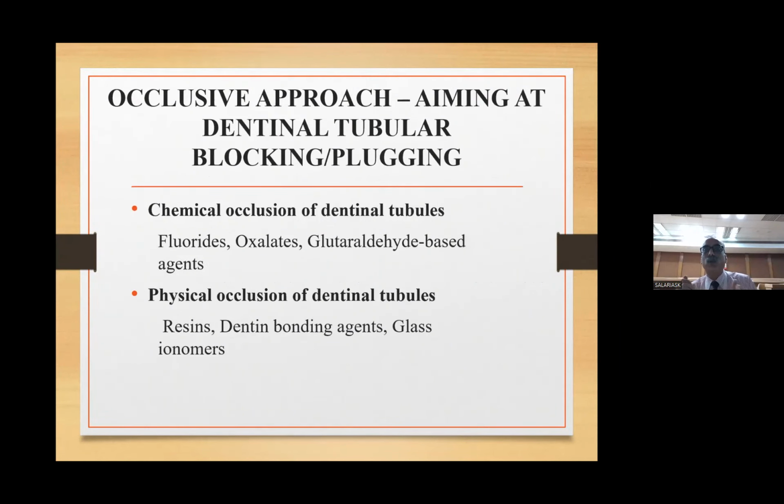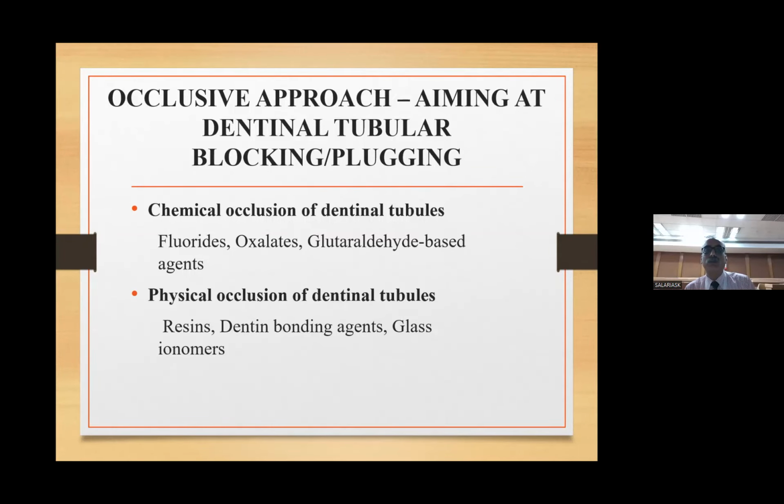Various types of occlusal therapy are available in the market, and what we are doing is chemical occlusion, or you can say physical occlusion. Chemical occlusion, you know, uses fluorides, various oxalates and glutaraldehyde agents, etc. There are various other things available. And physical occlusion means we are restoring that defect, so that there should be no communication with the fluid, and the restoration lies between the dentine and the gingival tissue. There are different types of resin or dentine coating agents or glass ionomer cements available.